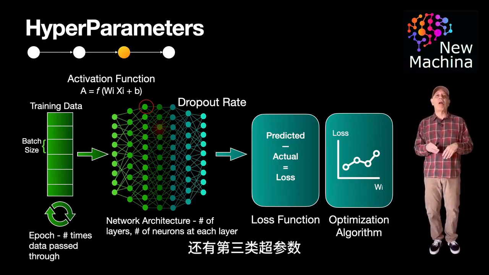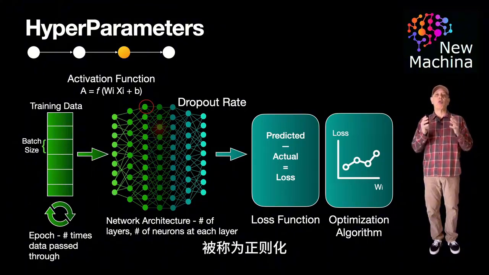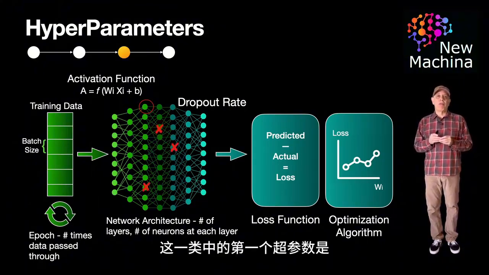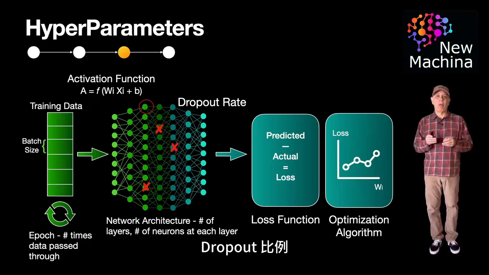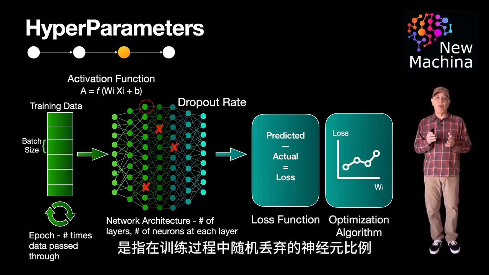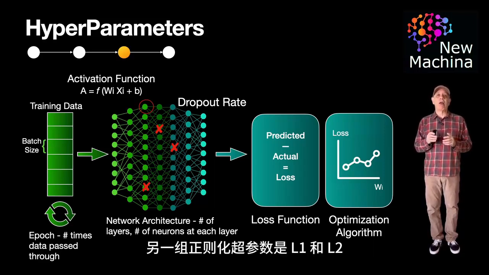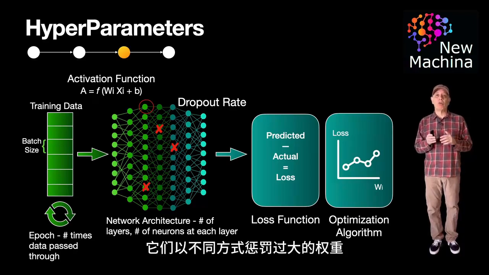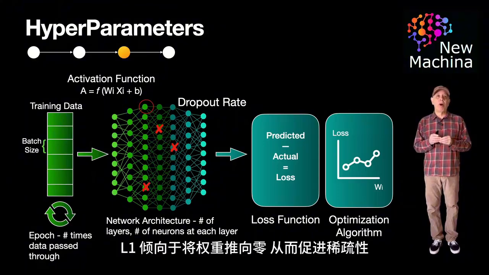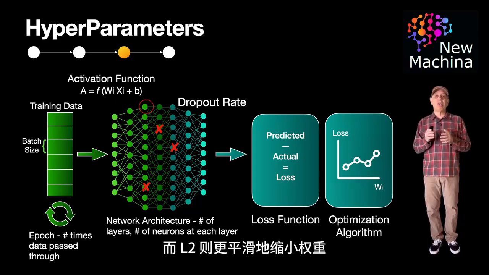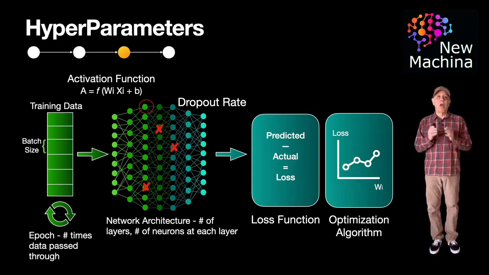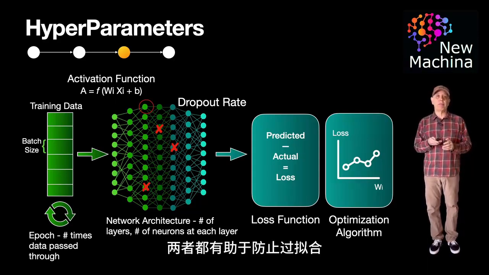There's a third category of hyperparameters referred to as regularization. The first hyperparameter in this category is the dropout rate. The dropout rate is the fraction of neurons to drop during training to prevent overfitting. Another set of regularization hyperparameters are L1 and L2, which penalize large weights in different ways. L1 encourages sparsity by driving weights to 0, while L2 shrinks weights smoothly. Both help to prevent overfitting.